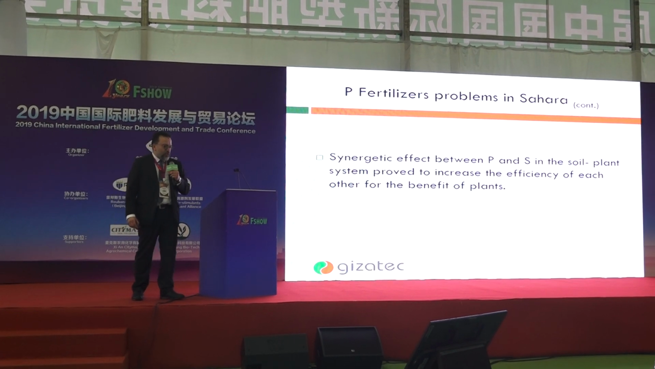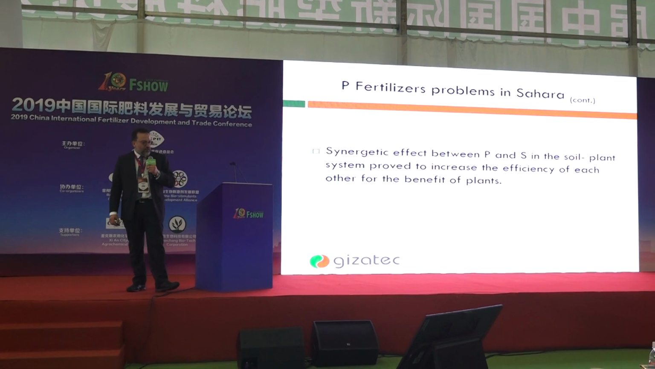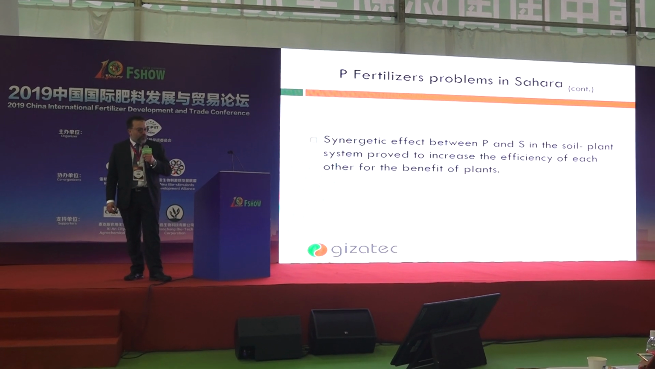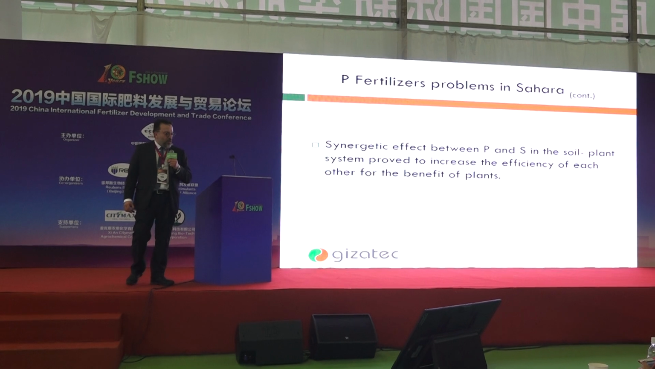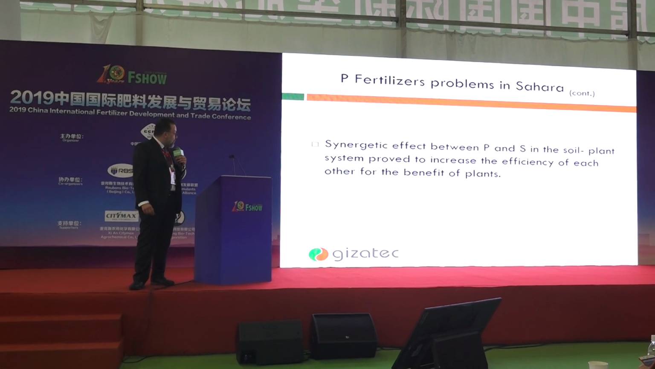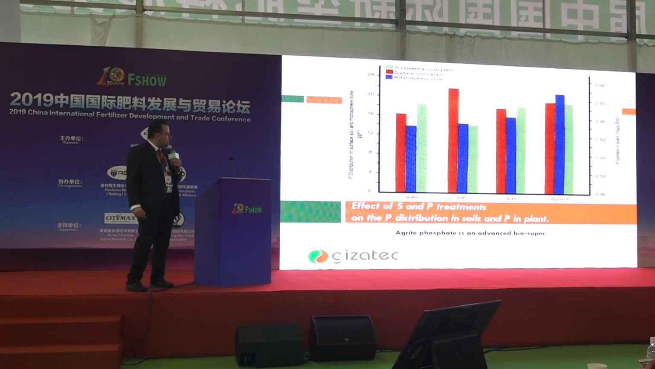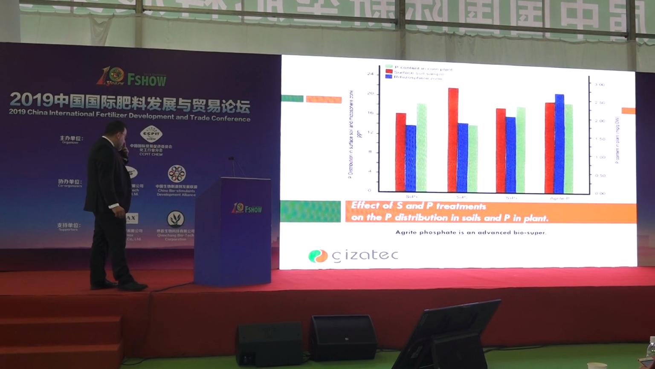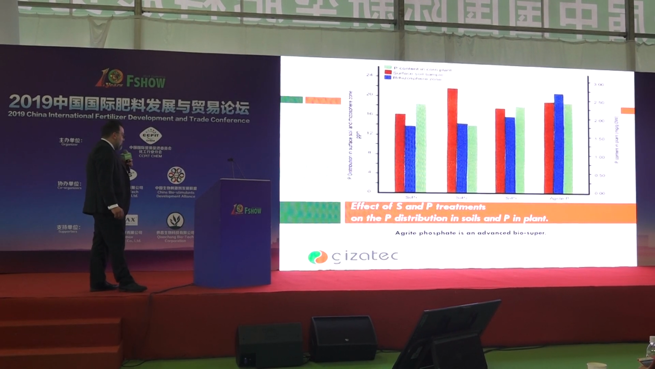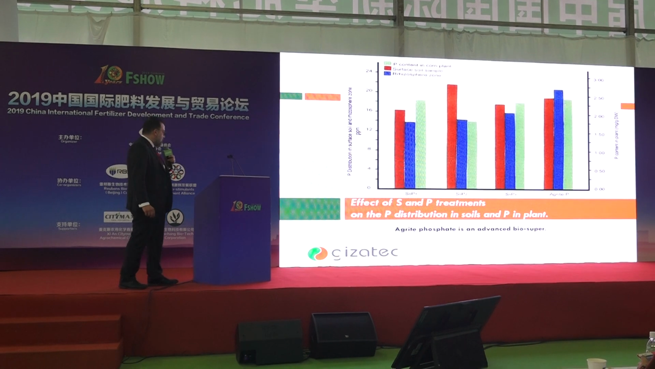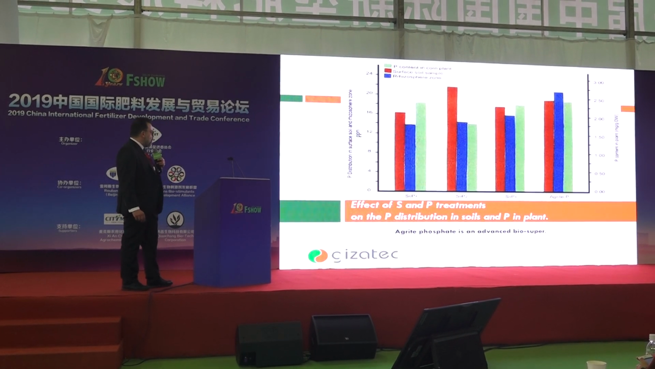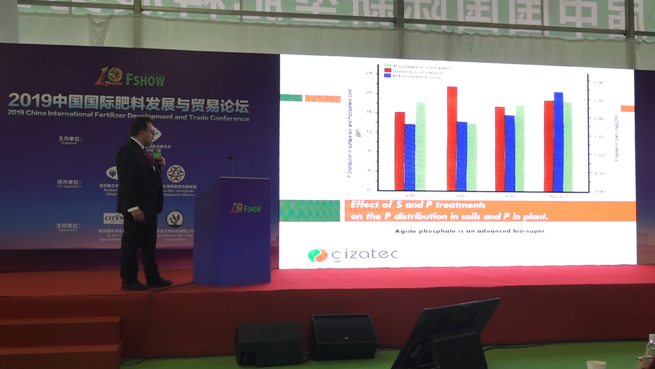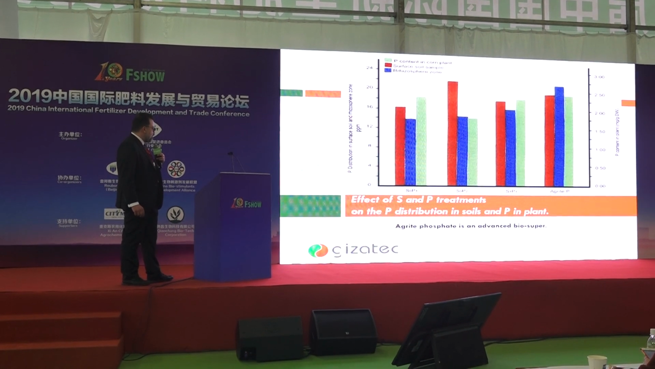The synergetic effect between phosphorus and sulfur in the soil-plant system proved to increase the efficiency of each other for the benefit of plants. This is the effect of sulfur and phosphorus treatment on the phosphorus distribution in soils and phosphate in plant.